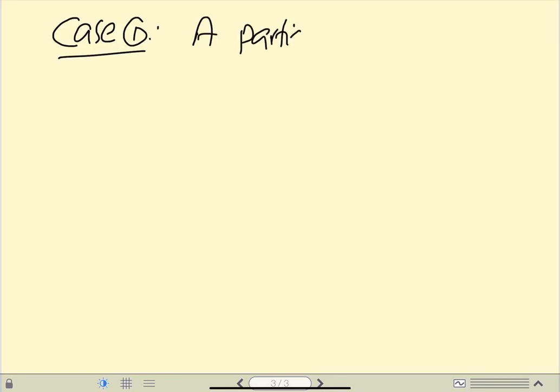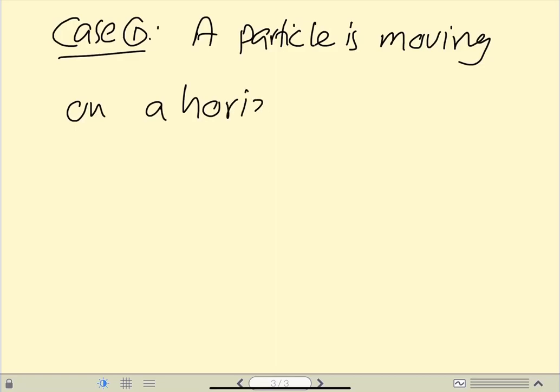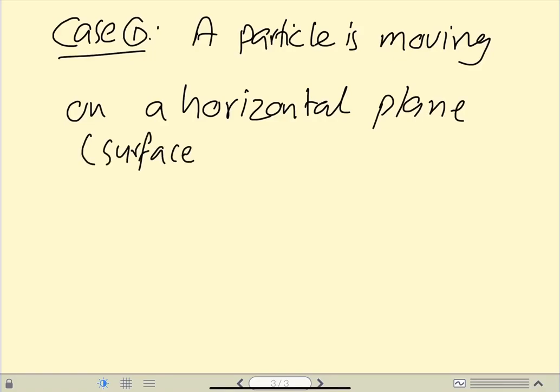For example, case number 1, my dear students. When a particle is moving on a horizontal plane or surface. Which is this one. This is the surface and the particle with m kilograms.